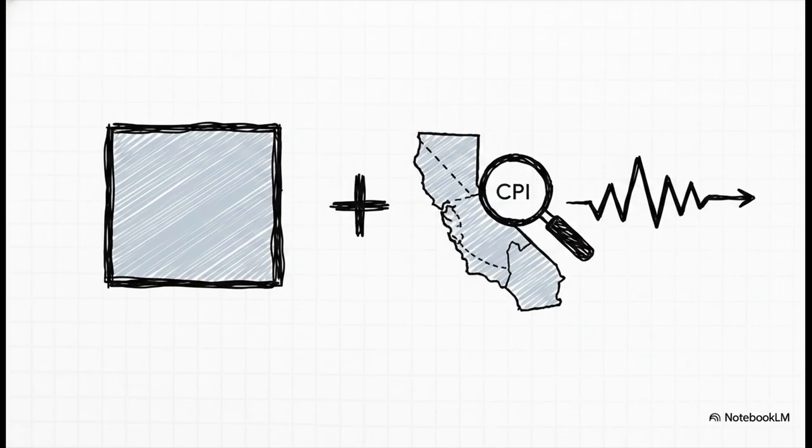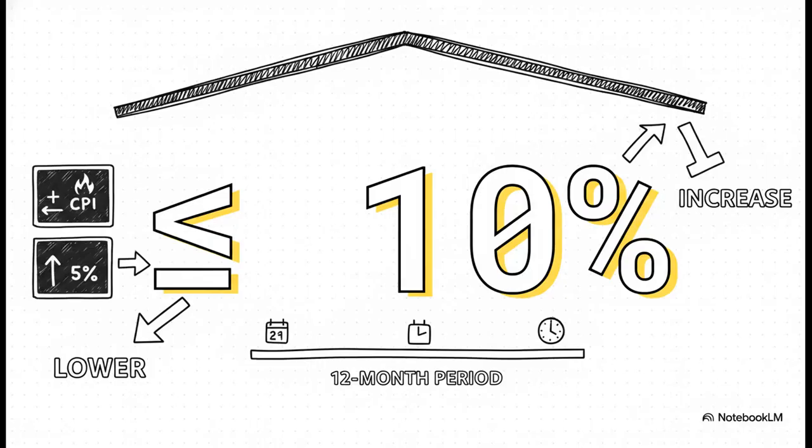Now, this number changes all the time, so you have to look up the correct percentage for your specific area every single time you're planning an increase. And here's the most important part of the formula. No matter what, the total increase can never, ever be more than 10% in any 12-month period. So it's 5% plus the CPI or 10%. You have to use whichever one is lower.